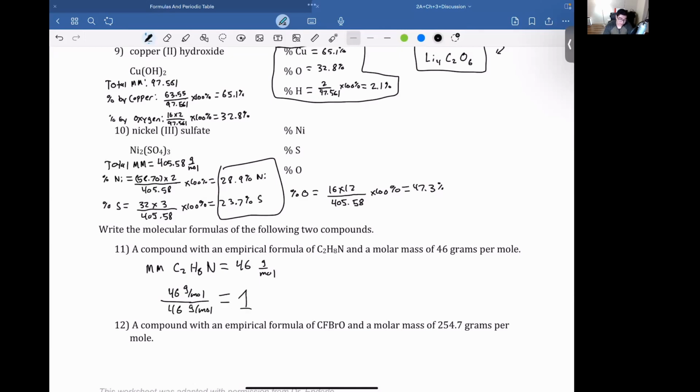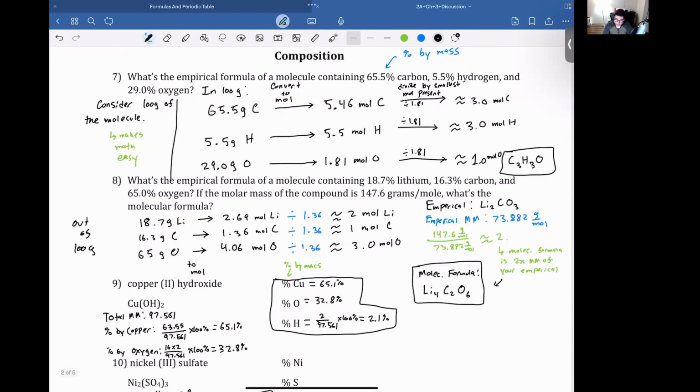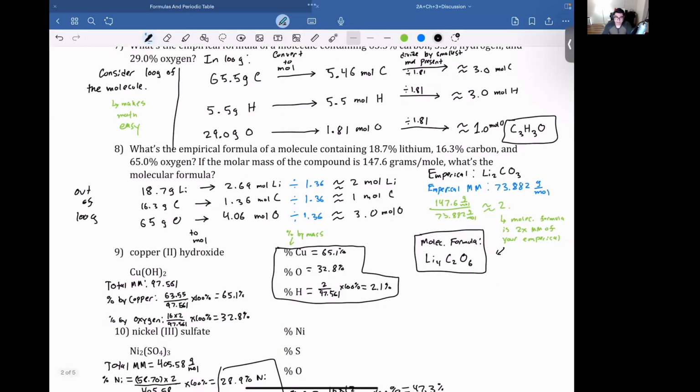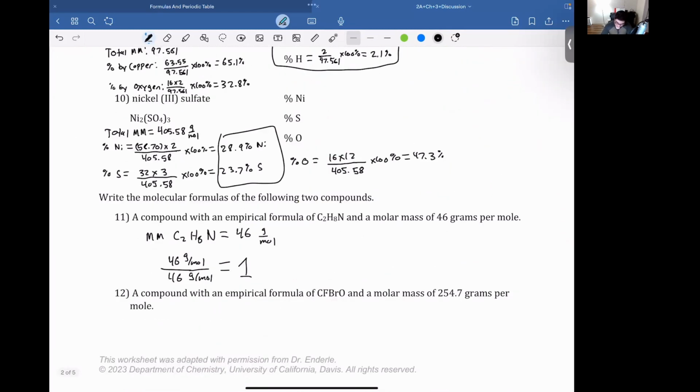Now you get 1. What does that mean? Right? Before we got 2. 2 meant that the molecular formula had twice as many things of the same things that we had in the empirical formula. Well, this is 1. So that means the molecular formula is equal to the empirical formula. And the answer is C2H8N. Done.